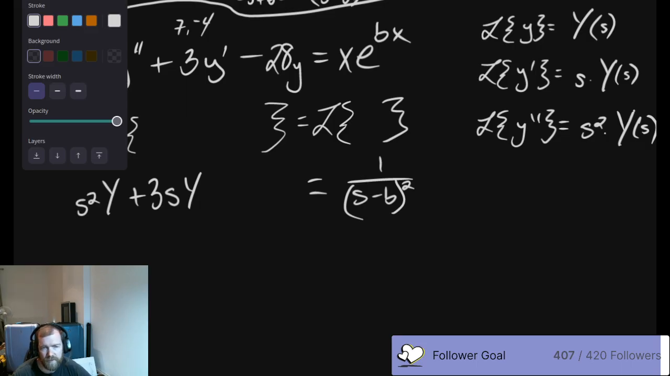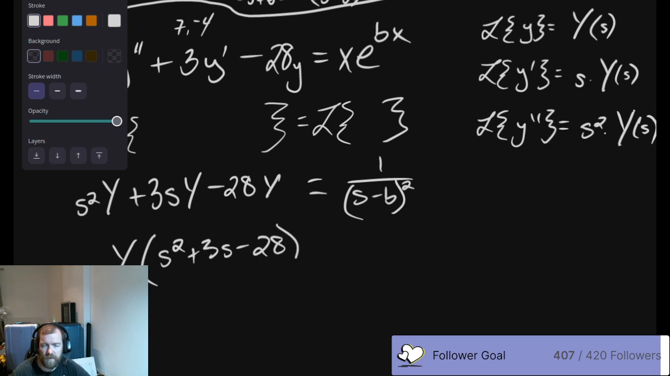So we get s squared times y plus 3sy minus 28y. So this is going to be y times the quantity, here, s squared plus 3s minus 28. We've just taken a differential equation and we've turned it into basically an algebra problem.